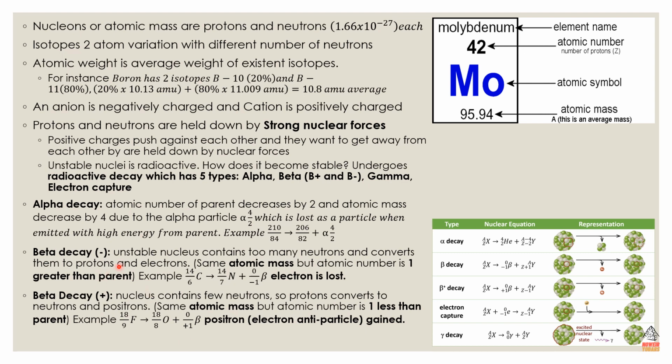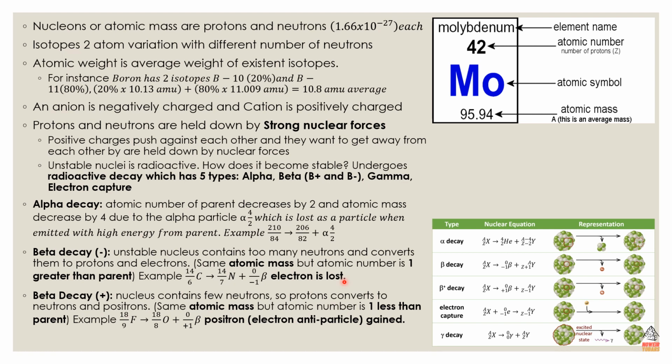Okay, next we have a beta decay, negative beta decay, which is an unstable nucleus that contains too many neutrons, okay? And it doesn't contain as many protons. So you want to convert the neutrons into protons and electrons. Essentially, the beta decay has the same atomic mass, but the atomic number changes. So in the negative beta decay, the atomic number is 1 greater than the parent. This is because we're adding more protons.